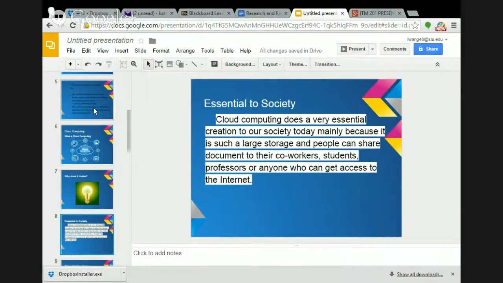Cloud computing makes a very essential contribution to our society today, mainly because it's such a large storage, and people can share documents with their co-workers, students, professors, or anyone who can get access to the internet.